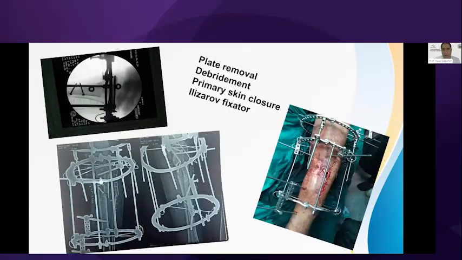We decide to remove the hardware and debride the necrosed and the dead bone, do primary skin closure as shown in this clinical photo, and apply Elshafie fixator. This is the X-ray intraoperative and the immediate post-operative, and this is the soft tissue and the skin condition intraoperatively.